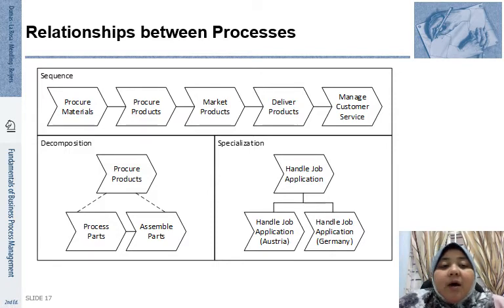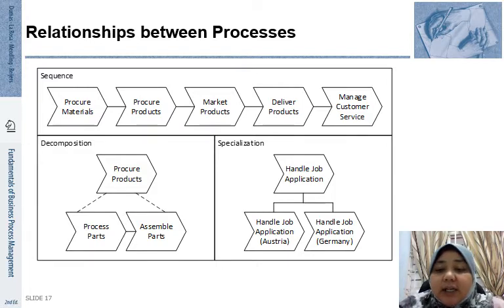Understand? Alright, so relationships between processes could be of three types. It could be sequential, in sequence. It could be based on decomposition, or it could be in the form of specialization. Okay, so sequence means in order.